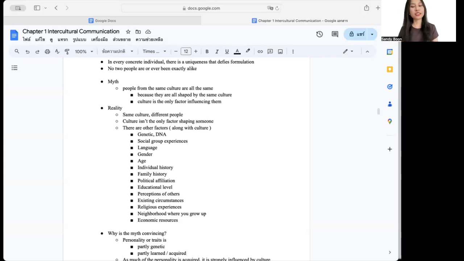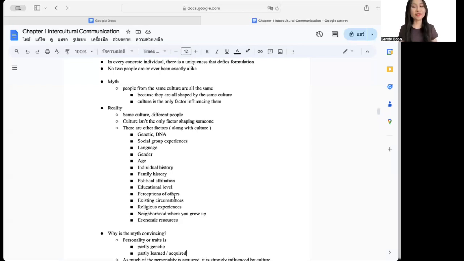But we might have forgotten that culture isn't the only factor to shape someone. There are so many other factors like genetics, social group experiences, language, gender, individual history, and all these things that will influence someone to be who they are today. So that's why we need to understand that people from the same culture are not the same.